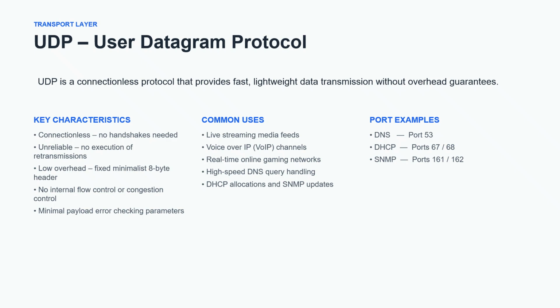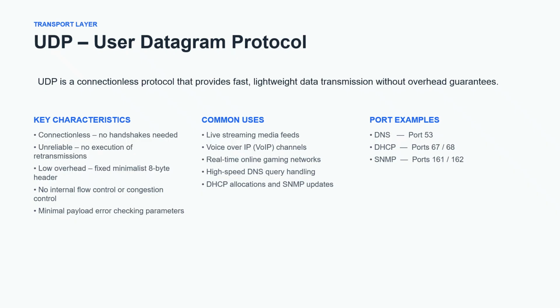User Datagram Protocol. UDP is a connectionless protocol that provides fast, lightweight data transmission without guarantees. UDP does not establish a connection before sending data. There is no handshake. UDP provides unreliable delivery where datagrams may be lost, duplicated, or arrive out of order. There is no acknowledgement or retransmission. UDP is lightweight with low overhead.